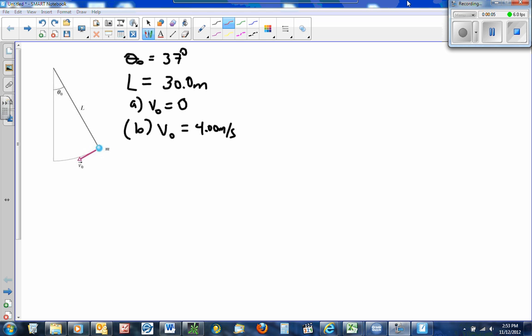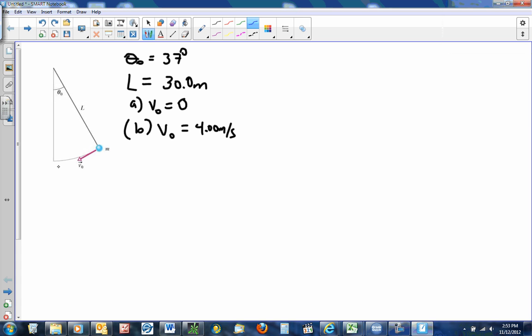Hi, this is number 34 on page 186. It's the Tarzan problem. It doesn't tell us his mass. He starts up here where theta is 37 degrees. The length of his vine is 30 meters, and he's going to swing down. We want to know at the bottom, when he reaches the bottom, right here, what's his velocity? That's what the question wants to know.